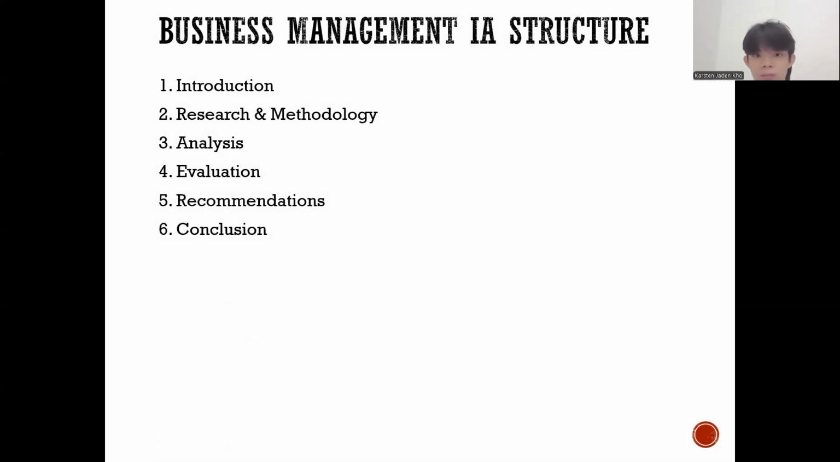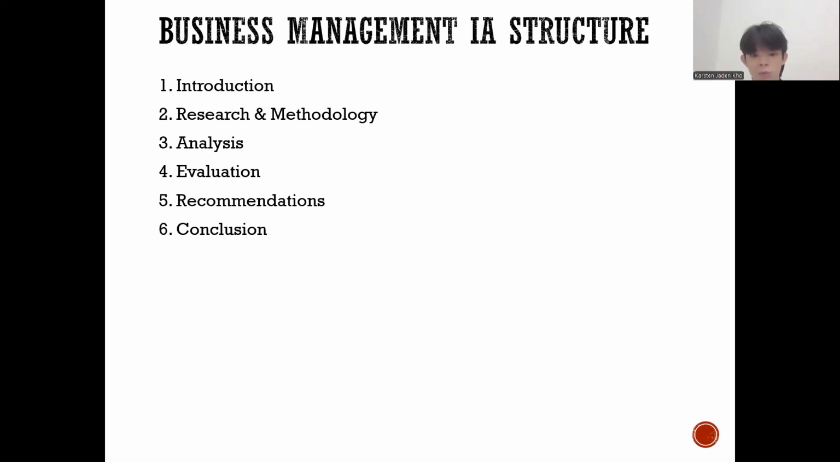This is the structure of the Business Management Internal Assessment. First is the introduction, where students need to give a background on the business issue and the research question. Next is the research methodology, where students will be expected to describe the approach to data collection and analysis.